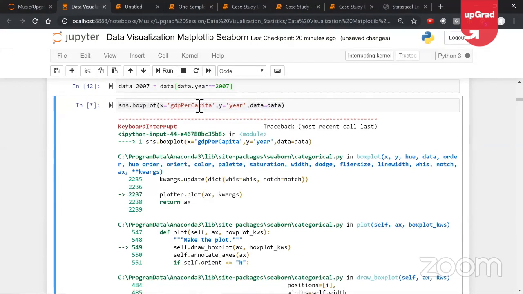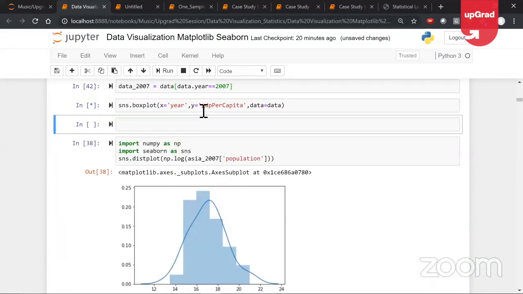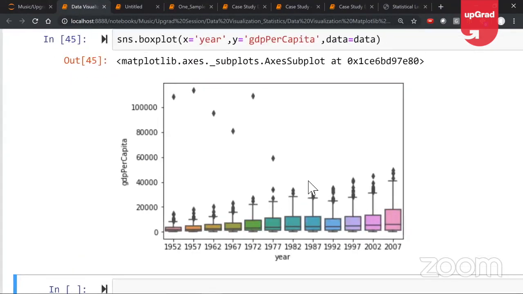I'm just going to quickly go back and change the orientation here. What you're seeing is something very interesting. Now, who will interpret this for me? This is again a very interesting kind of plot. Anybody would like to interpret this for me?